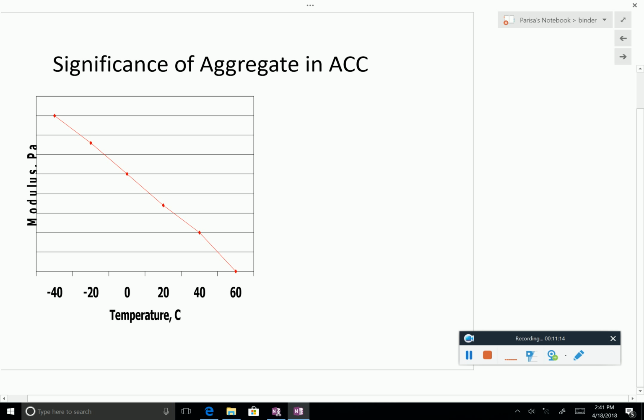Okay, now we want to learn a little bit more about asphalt. So aggregates are very important. You can't just say asphalt pavement. And to know why, it's useful to look at the relationship between the modulus of asphalt binder. So here we are looking at the modulus of asphalt binder with temperature. So what's the problem? If you don't use any aggregates, what happens when the temperature goes up? What do you see? What does this graph show?